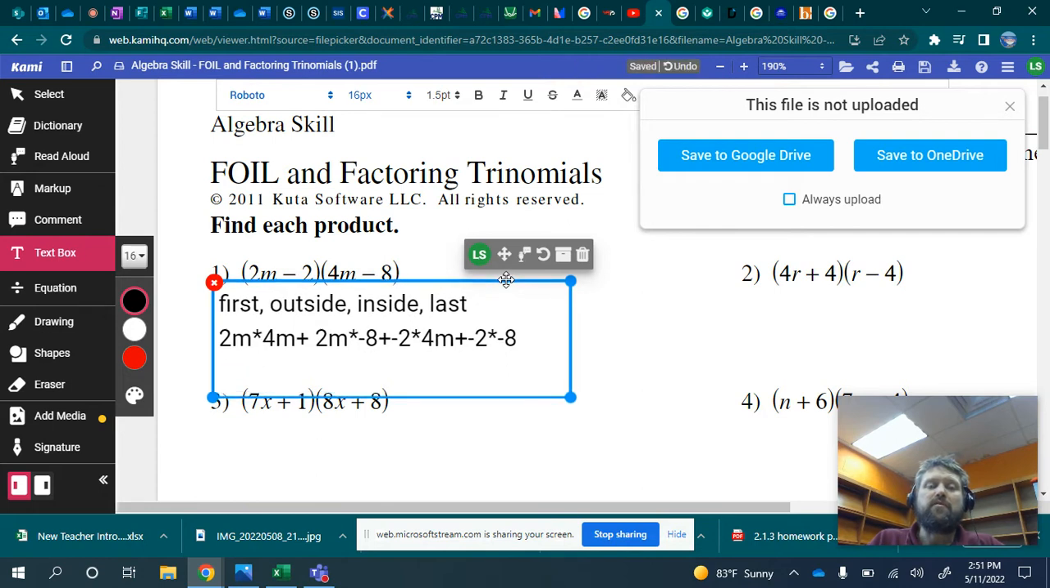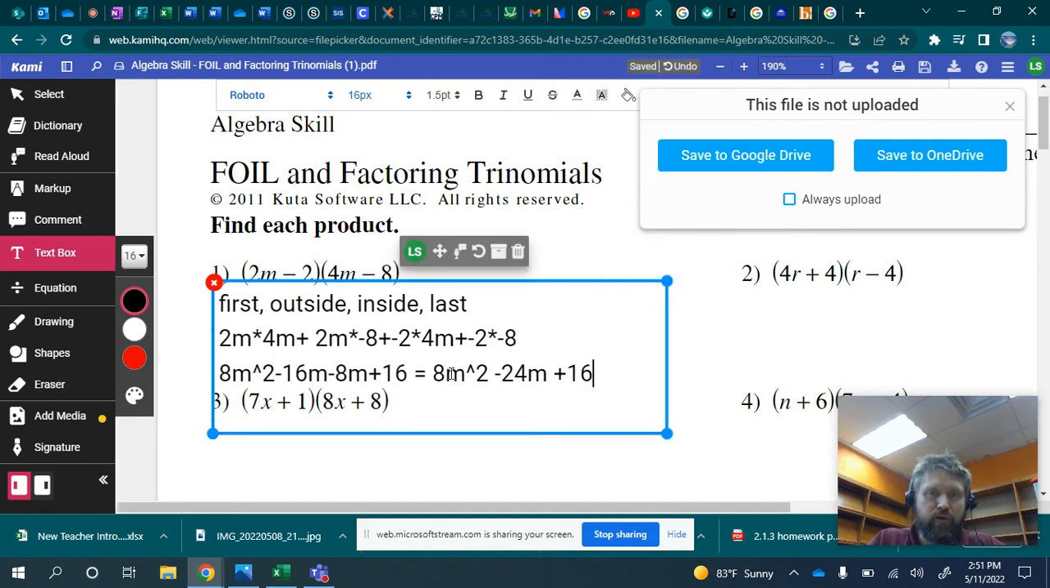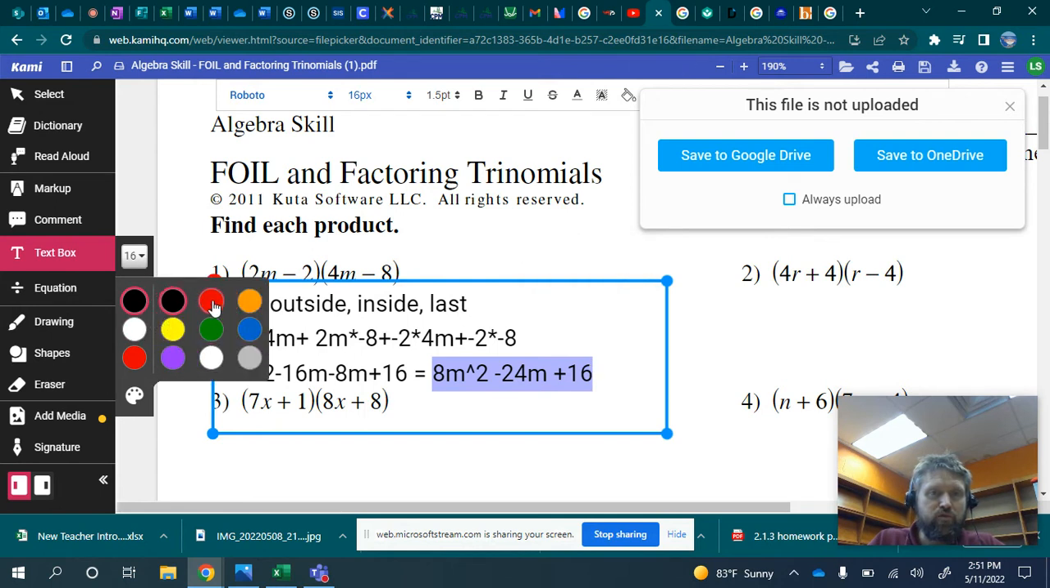Now we just have to multiply. So I'm going to have 8m squared minus 16m minus 8m and plus 16. Okay, and then final step is to simplify. So I'm showing you all the steps here. You might be able to make it a little shorter. So negative 16 and negative 8 is going to be negative 24m and then plus 16. So that is the first example there. And there's your final answer right there.